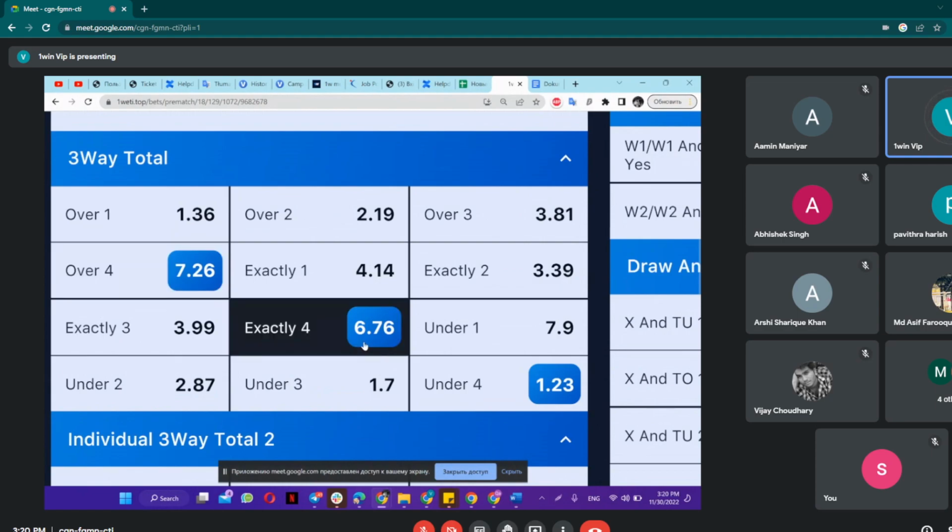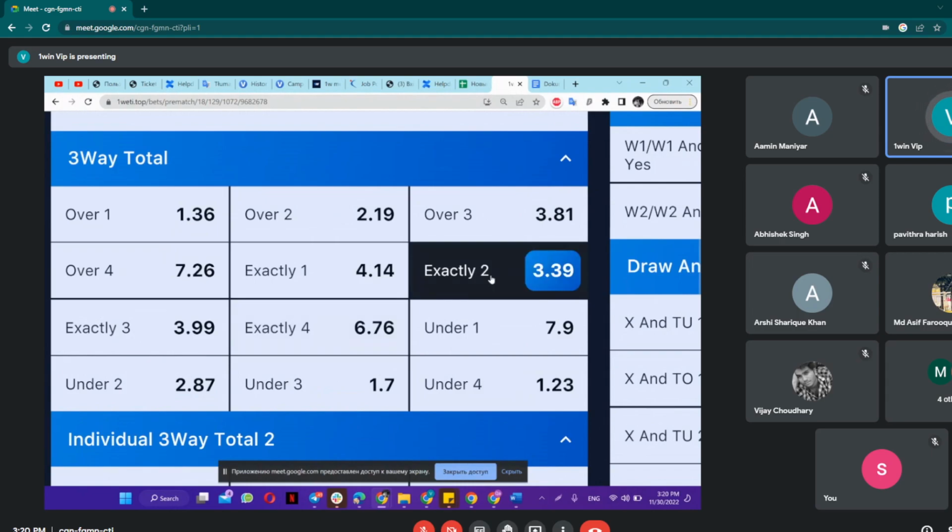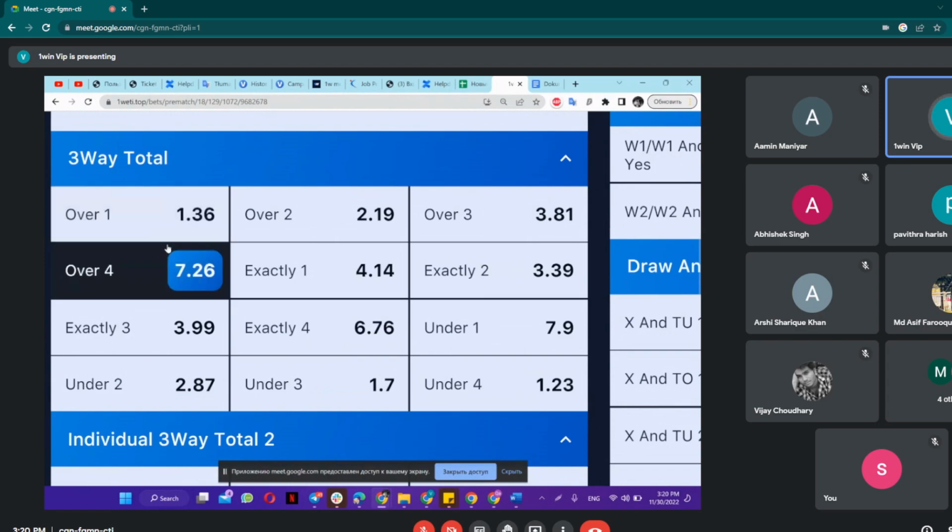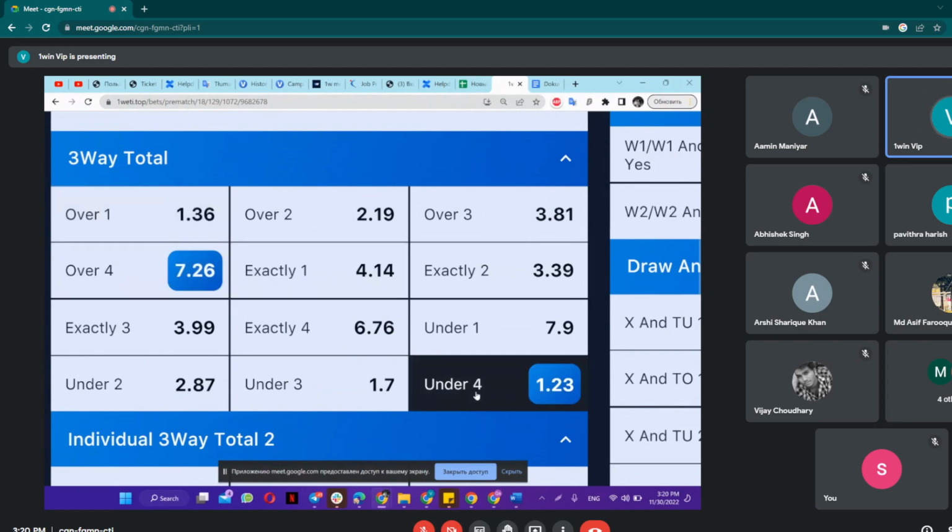So what does it mean? If we bet on three-way total exactly 4, we will win only if the total of the game is 4. If we bet total of the game exactly 2, we will win only if the total of the real match comes to 2. But what will be going on with over and under 4? For example, if we bet three-way total under 4, to win this bet, we should have under 4. So the real game total should be 3, 2, 1, or 0.